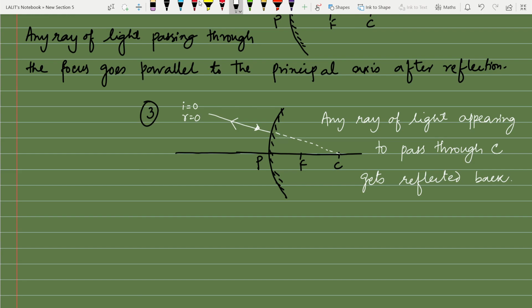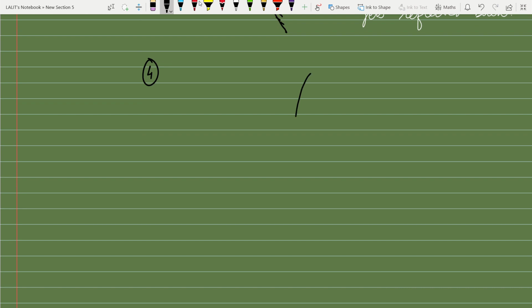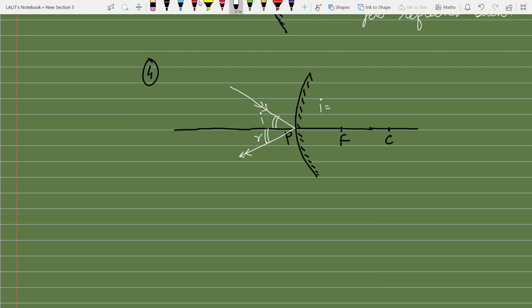Okay, now let us come to rule number 4. What is rule number 4? Exactly the same way we have done in concave mirror. We have a convex mirror. Then we have got the principal axis. This is the pole, this is the focus and the center of curvature. If a ray of light is striking the pole this way, we can measure the angle of incidence here. This is the angle of incidence I. With the same angle you can reflect the ray now. So this is R and I would be equal to R.